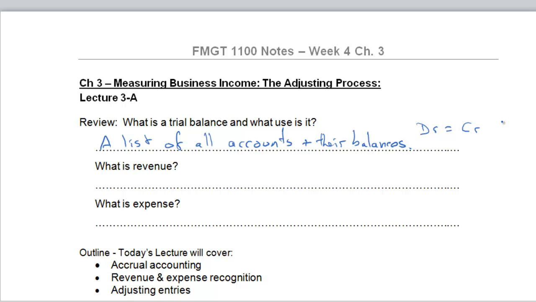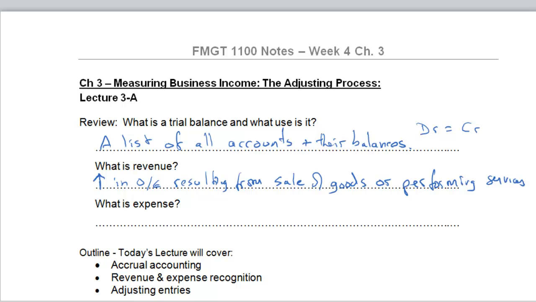Okay, what is revenue? Very important. Revenue is an increase in owner's equity resulting from the sale of goods or performing services. Okay, it's not the same thing as cash coming in or account receivable. It's what happens to owner's equity. So it's an increase in owner's equity.